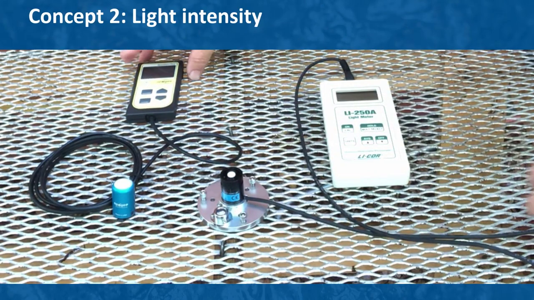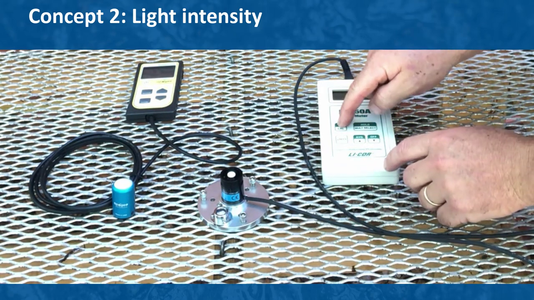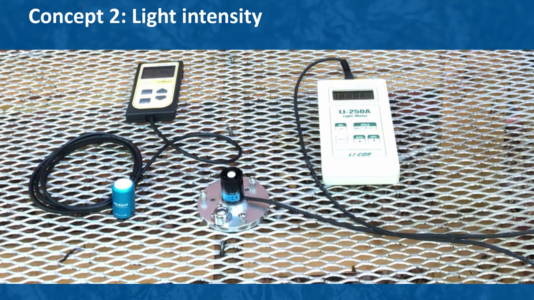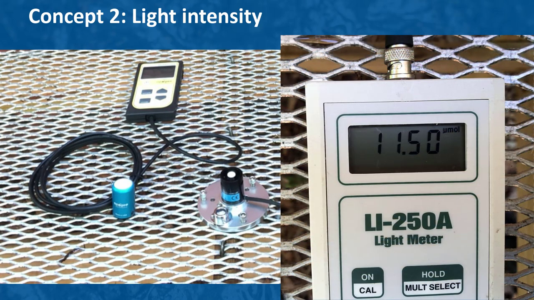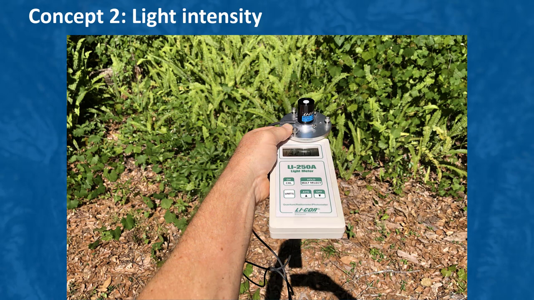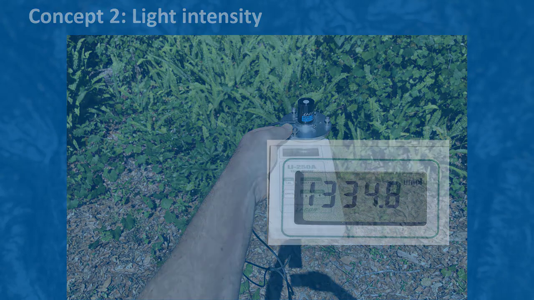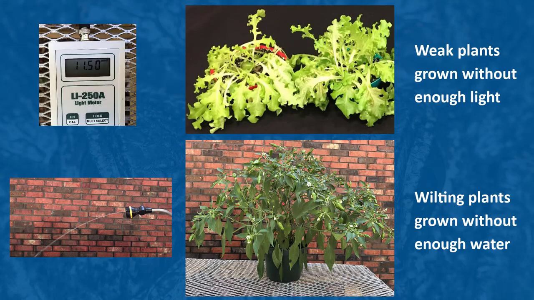The next concept is light intensity. We can measure light intensity with a quantum light meter, like these ones, that only measure light in the PAR range of 400 to 700 nanometers in units of micromoles per square meter per second. The meter in the shade is only measuring 11.5 micromoles per square meter per second, but in full sun on this day, there was more than 100 times more light.